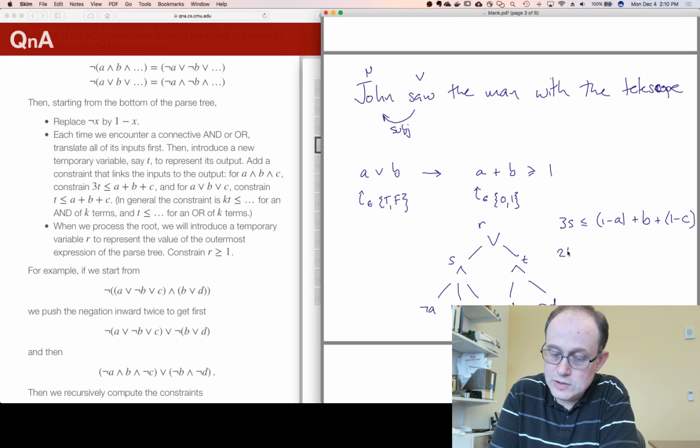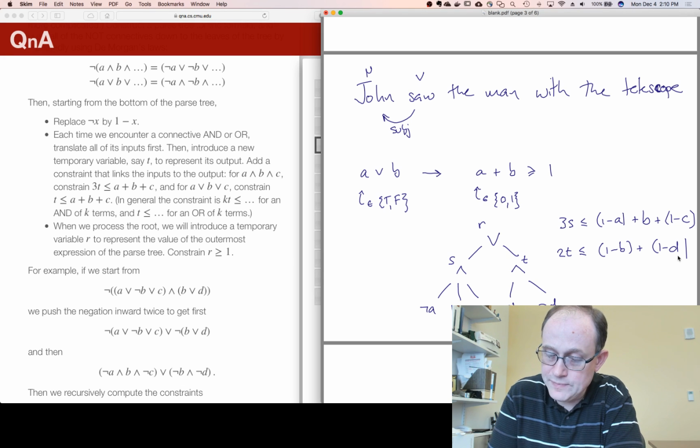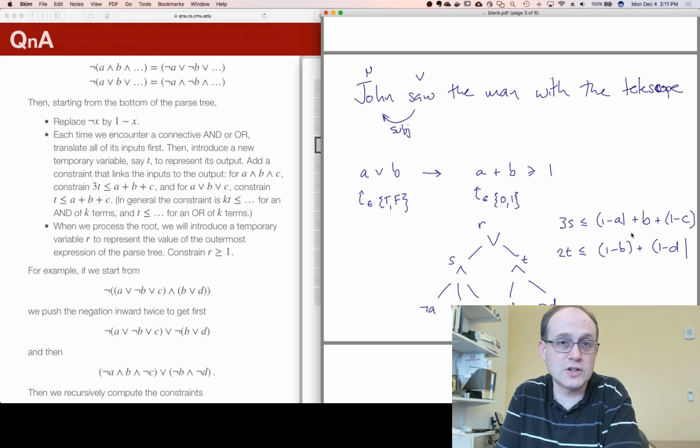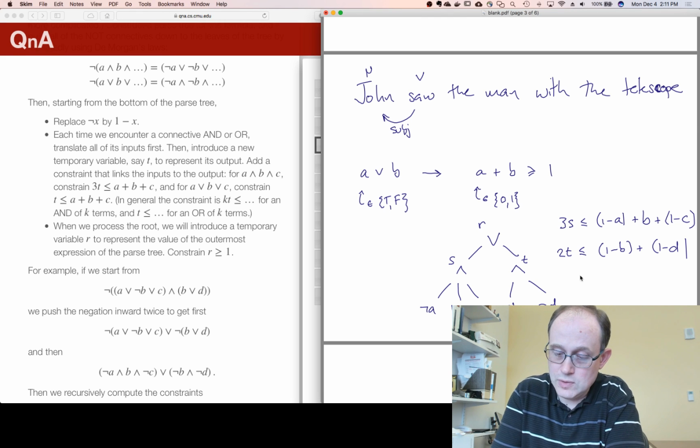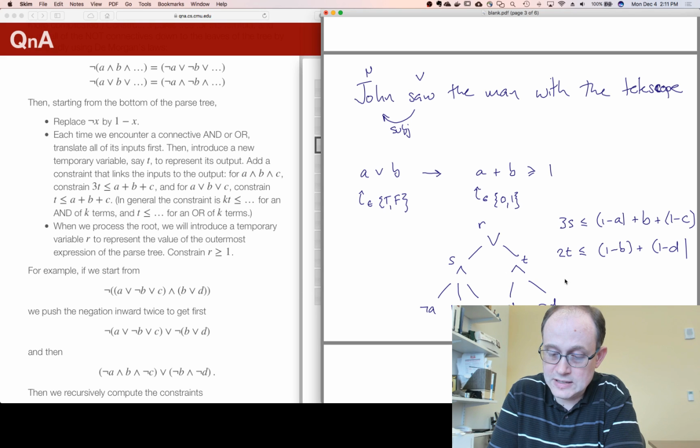So 2T is less than or equal to 1 minus B plus 1 minus D, right? And here the coefficient of T is the count of the number of terms on the right-hand side. Same thing with the coefficient of S there. And then R is the root, and so we'll have a constraint that says that R is less than or equal to S plus T.